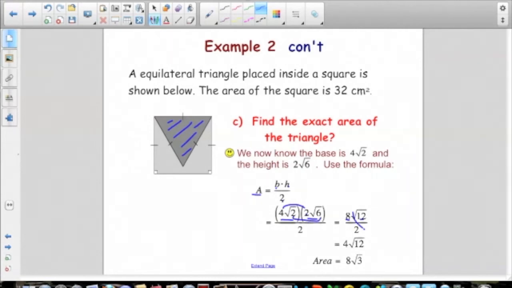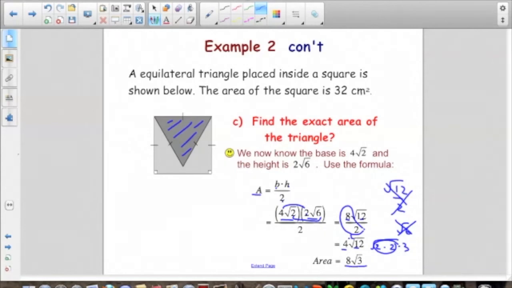Now, these guys can divide into each other because in radicals, the coefficient can divide into coefficients. Radicals cannot divide into coefficients. You cannot do this and make it root 6. That's a big no-no. Okay, so this 8 divided by 2 is 4, and you got root 12. And then root 12 breaks down to 2, 2, and 3. These guys break out. Times that by 2, and then you get 8 root 3.